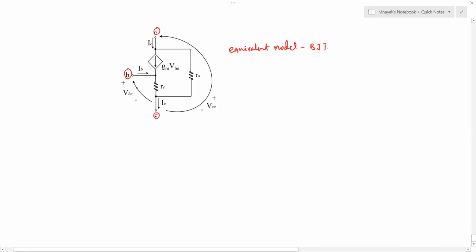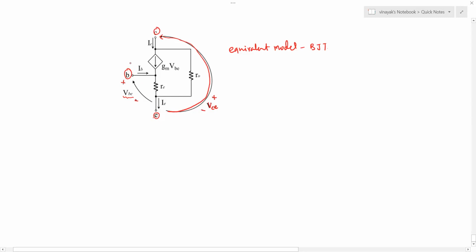Obviously, the voltage drop between the base and the emitter is called VBE, that is the base-emitter voltage, with base positive and the emitter at negative, where the voltage drop across the collector and the emitter is called VCE, with the collector at the positive potential and the emitter at the negative.